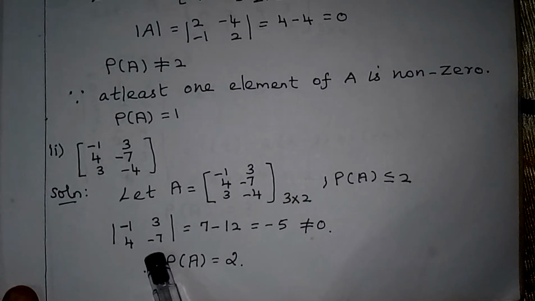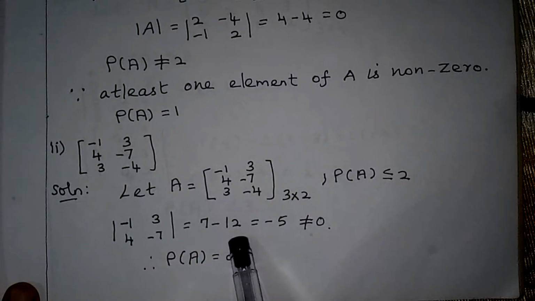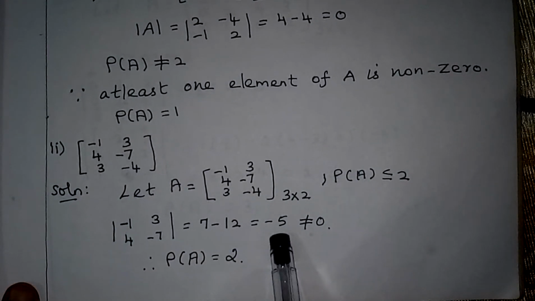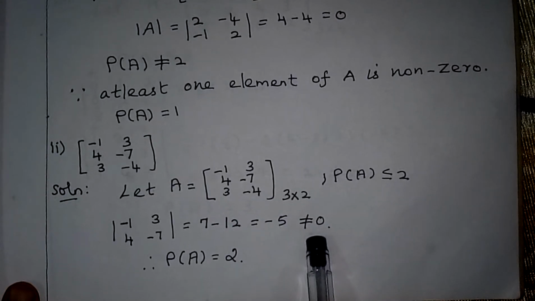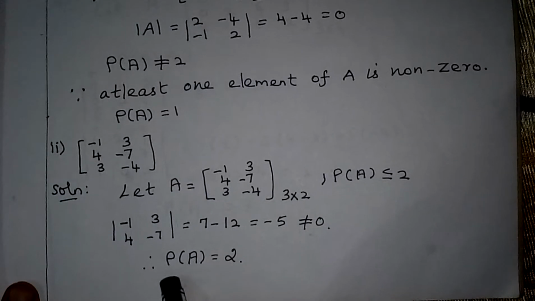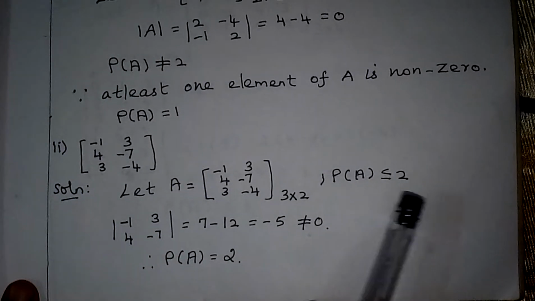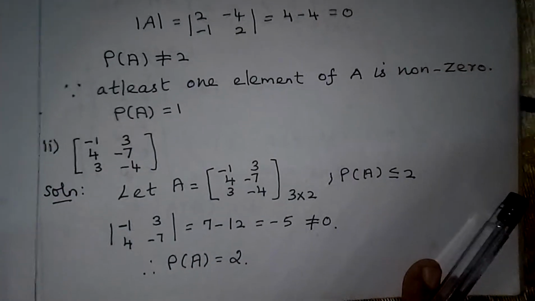It is minus 1 into minus 7, 7, minus 4 into 3 is 12. So 7 minus 12, it is minus 5. It is not equal to 0. If we get not equal to 0, that will be the rank. Okay. So rank of A is the order of this matrix. It is 2. So rank of A is equal to 2.